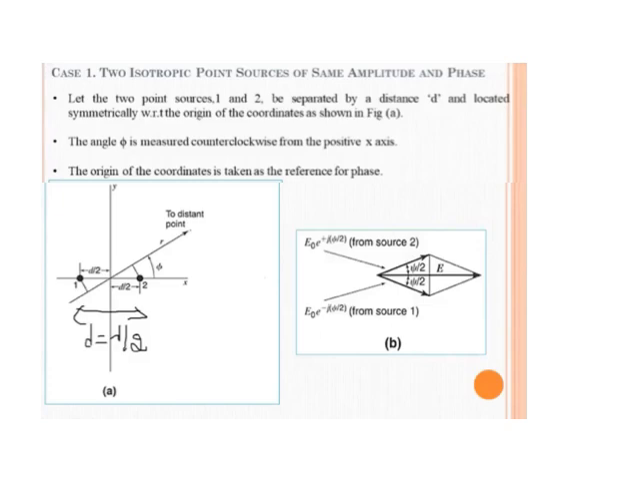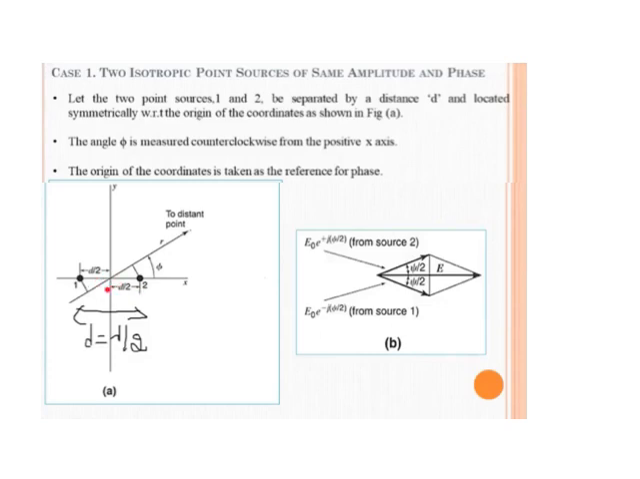In case 1, let us consider the point sources. These 2 point sources are isotropic, which means they are radiating energy in all directions. Let these point sources be 1 and 2, and they may be separated by the distance d, and they are located symmetrically with respect to the origin of the coordinates. As we can see here, there are 2 point sources 1 and 2. They are separated by the distance d, and they are located symmetrically with respect to the origin of the coordinates.